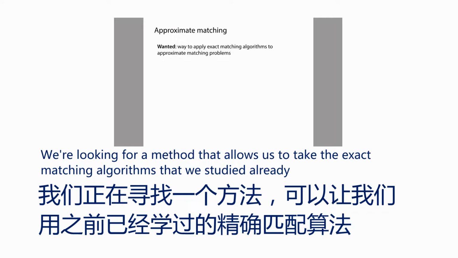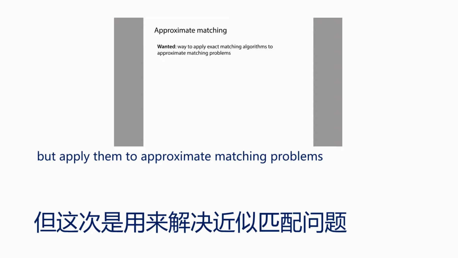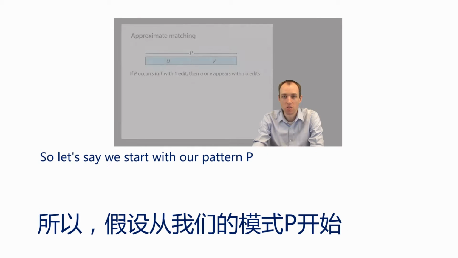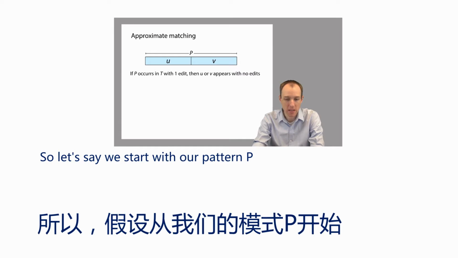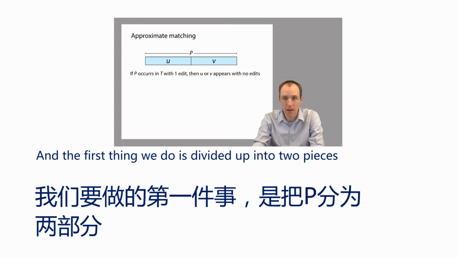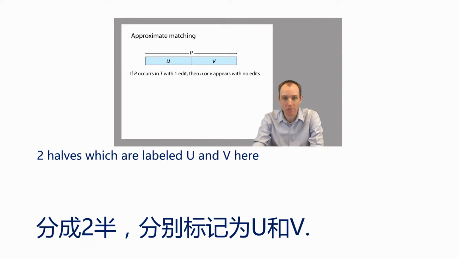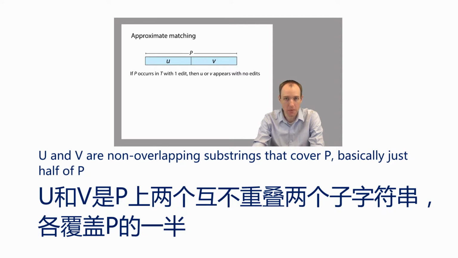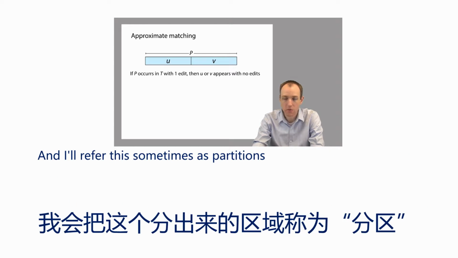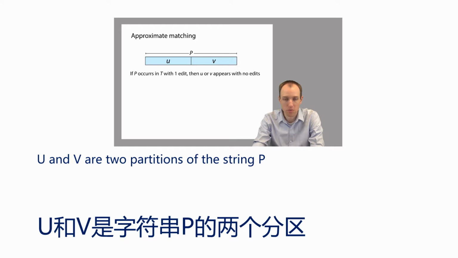We're looking for a method that allows us to take the exact matching algorithms that we've studied already, but apply them to approximate matching problems. So let's say we start with our pattern P, and the first thing we do is divide it up into two pieces, two halves, which are labeled U and V here. So U and V are two non-overlapping substrings that cover P, basically just halves of P. And I'll refer to these sometimes as partitions. So U and V are two partitions of the string P.